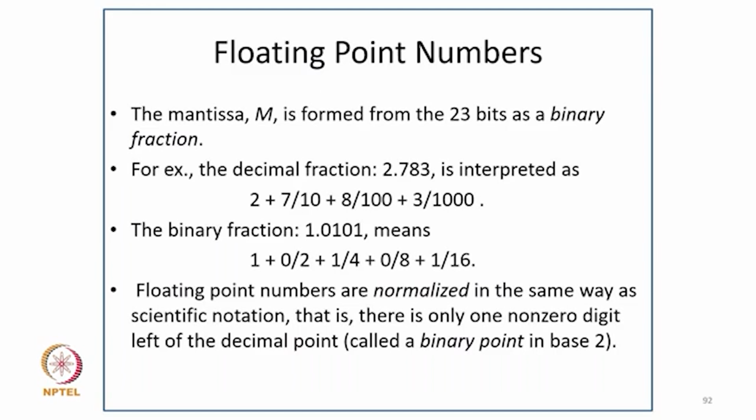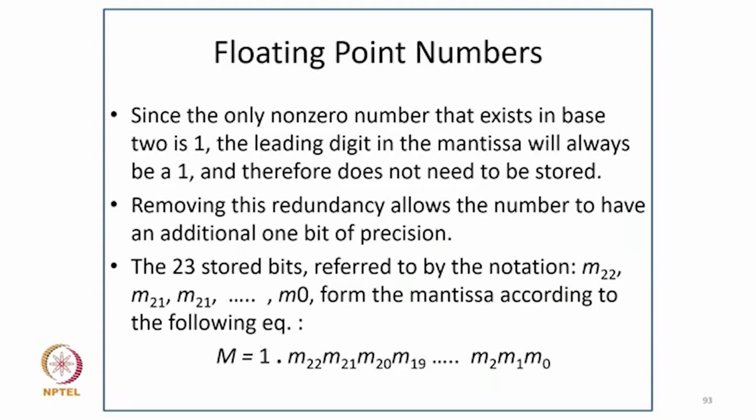The mantissa M is formed from the 23 bits as a binary fraction. For example, the decimal fraction 2.783 is interpreted as 2 plus 7/10 plus 8/100 plus 3/1000, and the binary fraction 1.0101 equals 1 plus 0/2 plus 1/4 plus 0/8 plus 1/16. So floating point numbers are normalized in the same way as scientific notation, that is, there is only one non-zero digit left of the decimal point, called the binary point in base 2.